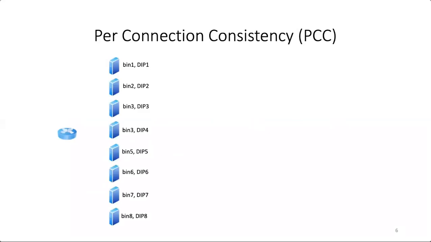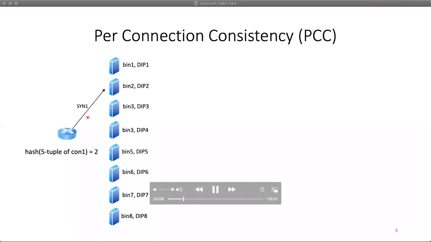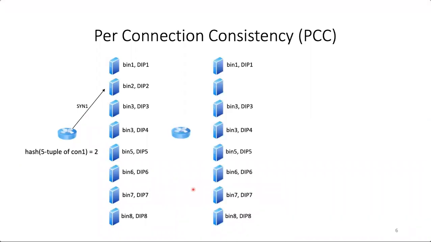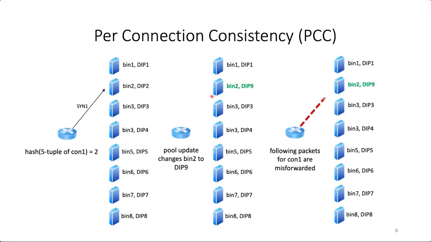Per connection consistency is an important aspect in load balancers. Let's say that we have 8 DIPs in the pool of servers. The SYN1 packet is forwarded to DIP 2 according to the hash of the headers. Later, a pool update happens, which takes down DIP 2 and replaces it with DIP 9. All the following packets for this connection will be misforwarded to DIP 9, causing the connection to break. To prevent this from happening, load balancers maintain actual connection mappings and use them to forward the traffic correctly.